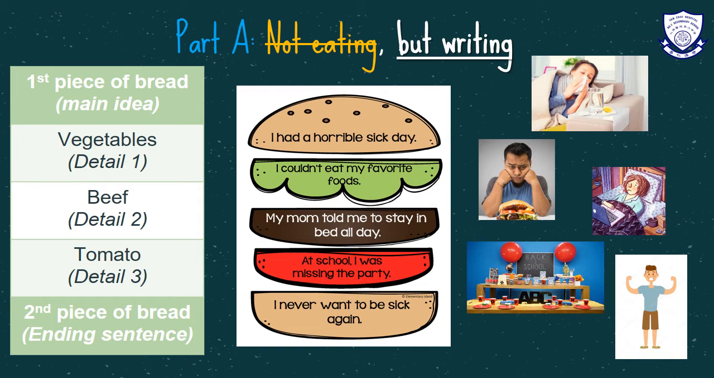So let's take a look at the first sentence. That is, I had a horrible sick day. And here you see two arrows. The yellow arrow is from the sentence, I had a horrible sick day, to the table on your left-hand side. And that is the first piece of bread. And usually when we write a paragraph, we try to outline or highlight the main idea of the particular paragraph.